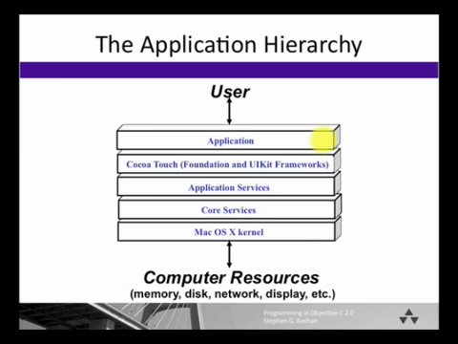And sometimes we skip some of these layers. For example, your application may actually go down and access code that exists in application services or core services, bypassing some of these intermediate layers, typically either for functionality or expediency.